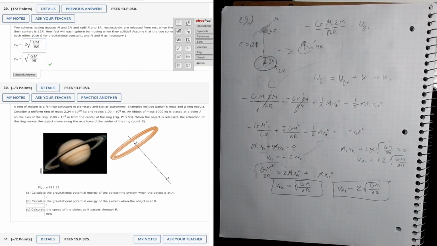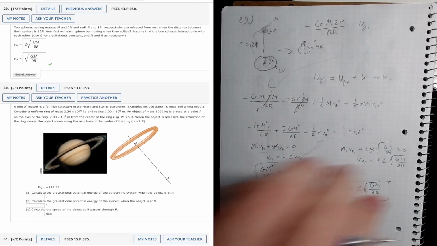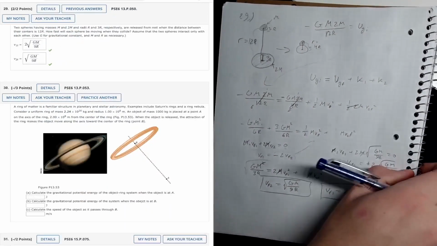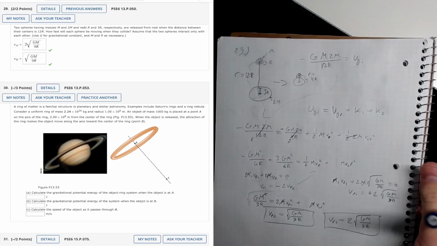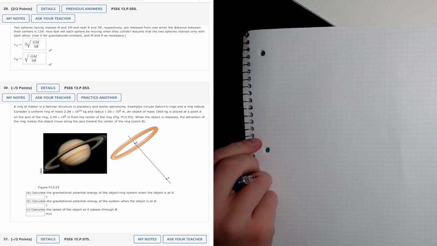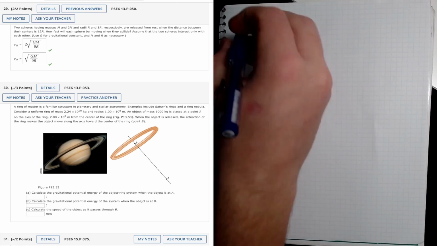I'm blanking right now. It's getting a little late. Question number 29. Sorry. All right, and there you have it, guys. Velocity final 1, velocity final 2. Here's the last little glance at it before we move on to question number 30. All right, let's get it.